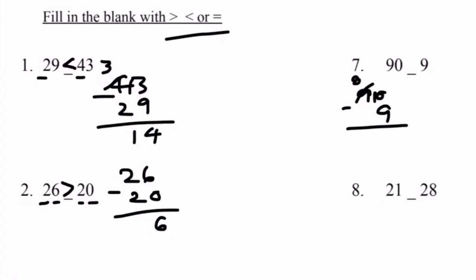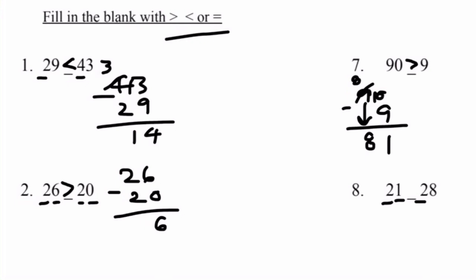10 minus 9 equals 1, and then we bring down the 8. 90 is 81 units greater than 9. Therefore, we know that 90 is greater than 9. Last problem. 21 is what to 28? Well, they both have the same tens place, but then their ones place is different.